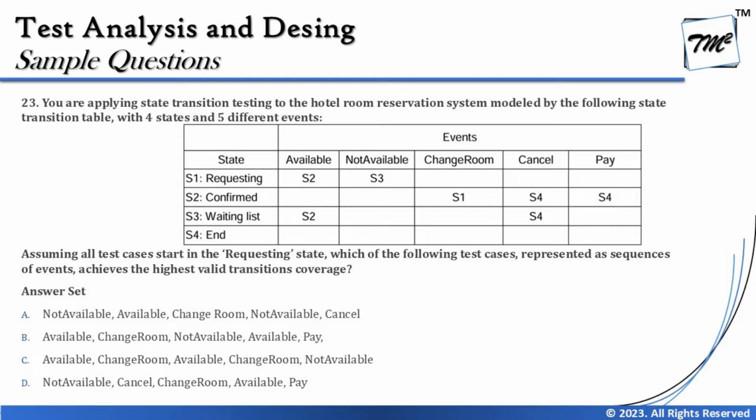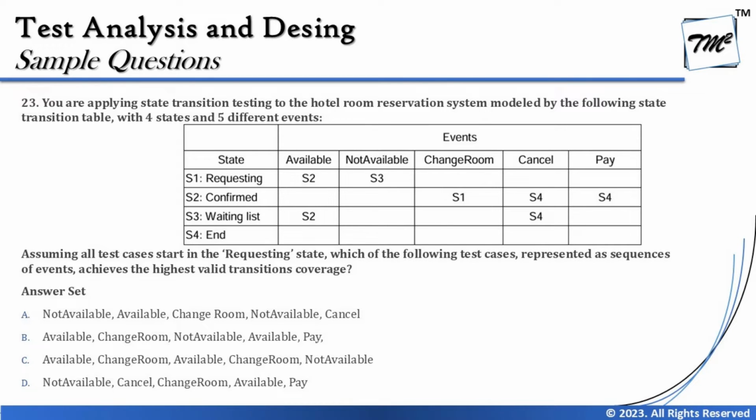The next question we have for you is question number 23. This is related to state transition testing. It says you are applying state transition testing to the hotel room reservation system modeled by the following state transition table with 4 states and 5 different events. Right here we see the 4 states: requesting, confirmed, waiting list, end. And there are 5 different events: available, not available, change room, cancel, and pay.